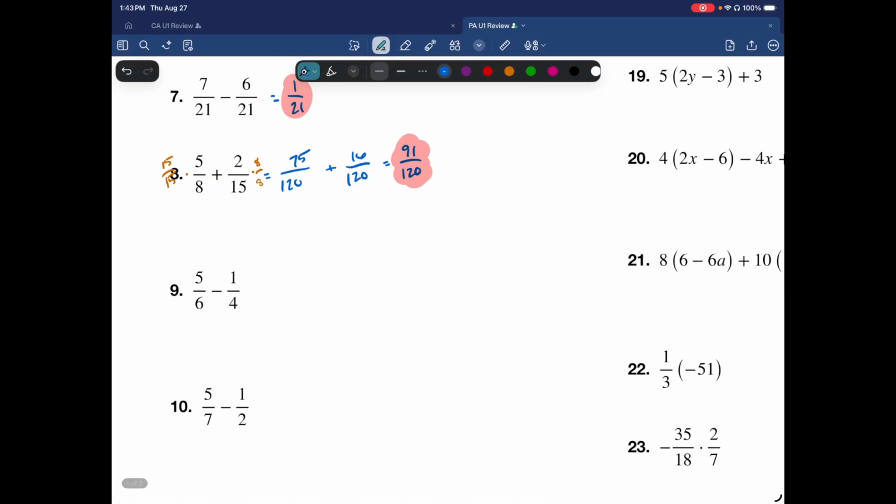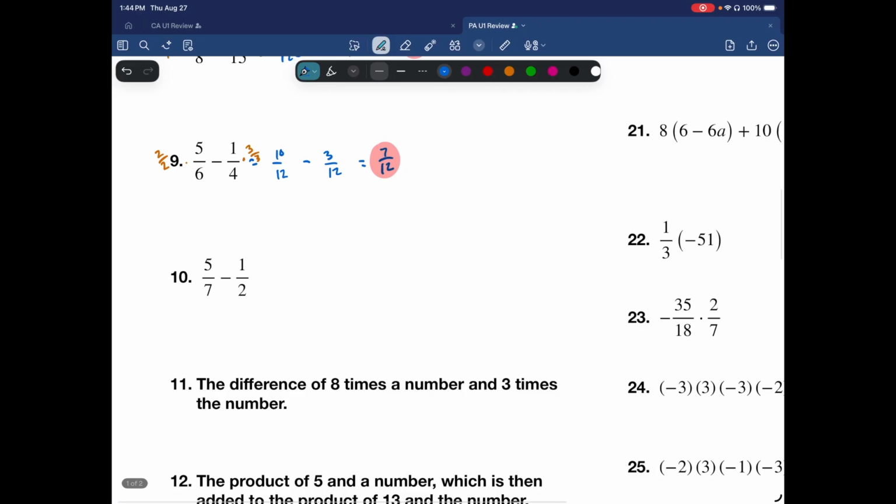Number 9, we're subtracting. All right, this one's going to be a little simpler. 6 and 4 don't go into each other, but they both go into 12. All right, so I got something over 12 minus something over 12. All right, so I need to multiply this one by 3, and I need to multiply this one by 2. Okay, so that's going to be 10 over 12, and that's going to be 3 over 12. All right, so 10 minus 3 is 7. 7 over 12 is my answer, because it's not going to reduce.